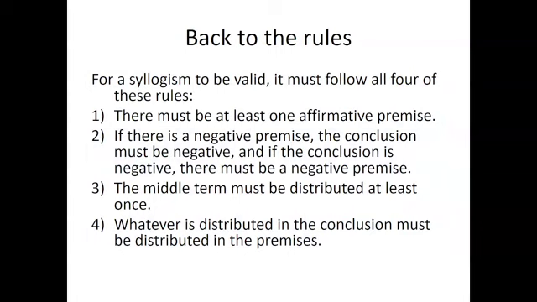So back to the rules again. For a syllogism to be valid, it must follow all 4 of these rules. First, there must be at least one affirmative premise. Second, if there is a negative premise, the conclusion must be negative, and if the conclusion is negative, there must be a negative premise. Third, the middle term must be distributed at least once. And fourth, whatever is distributed in the conclusion must be distributed in the premises. Okay.